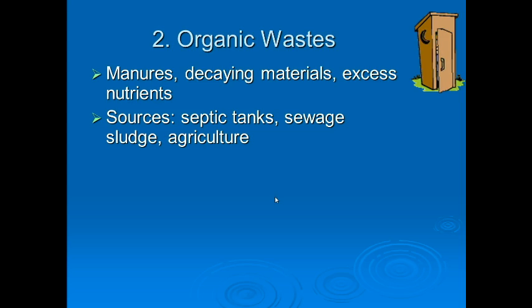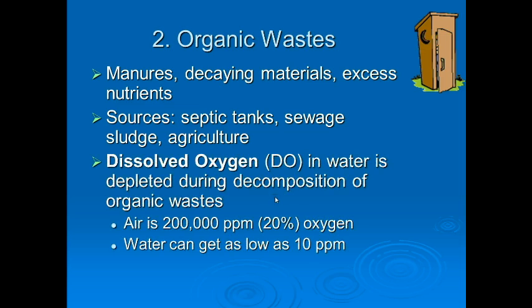Type 2, organic waste. So we have manures, decaying materials, excess nutrients, sources, again, septic tanks, sewage, sludge, agriculture. They can add a lot of dissolved oxygen to the water, or they can deplete it because it's used up during the decomposition. Air is roughly 200,000 parts per million, 20% oxygen. Water can be as low as 10 parts per million.